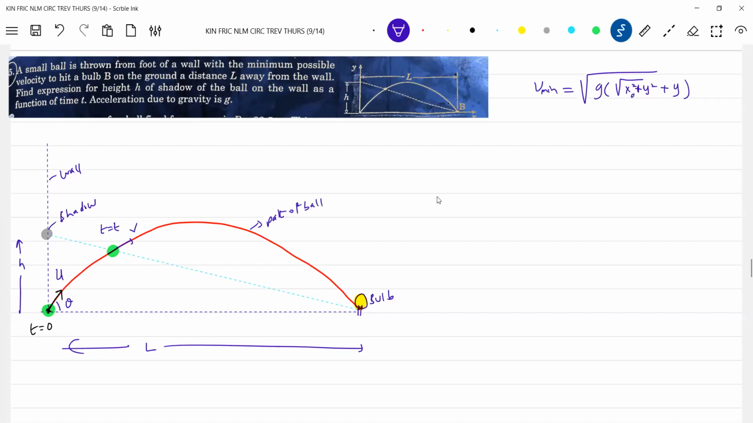Or what is that x naught? We'll put x naught, y naught. So what is that x naught, y naught? The point through which it will pass. So what are x naught, y naught? P is x naught, y naught. X naught, y naught is not the point of projection. What is P? P is this one. P is a point through which the ball will pass. You write it.